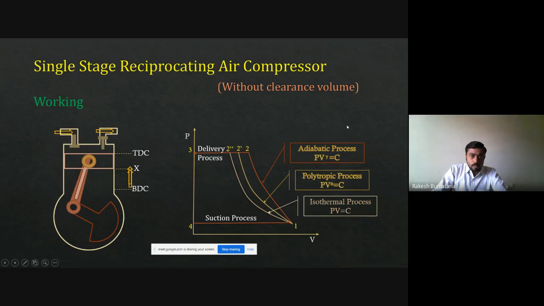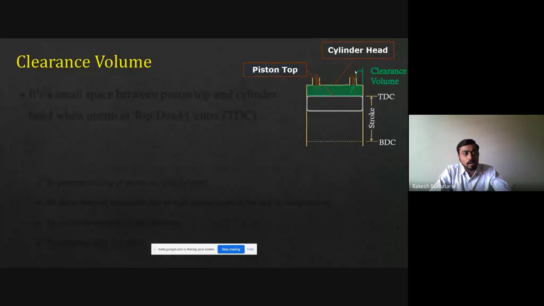During this working, we assumed that there isn't any clearance volume, but in actual practice, there is always a little bit of clearance in a compressor. What is this clearance volume? Yes, we see here, the piston is at TDC. So keep in mind this word: always the piston should be at TDC. And when the piston is at TDC, at that condition, the piston top means this length, and the cylinder head means this length. The space between the piston top and cylinder head is known as clearance volume.